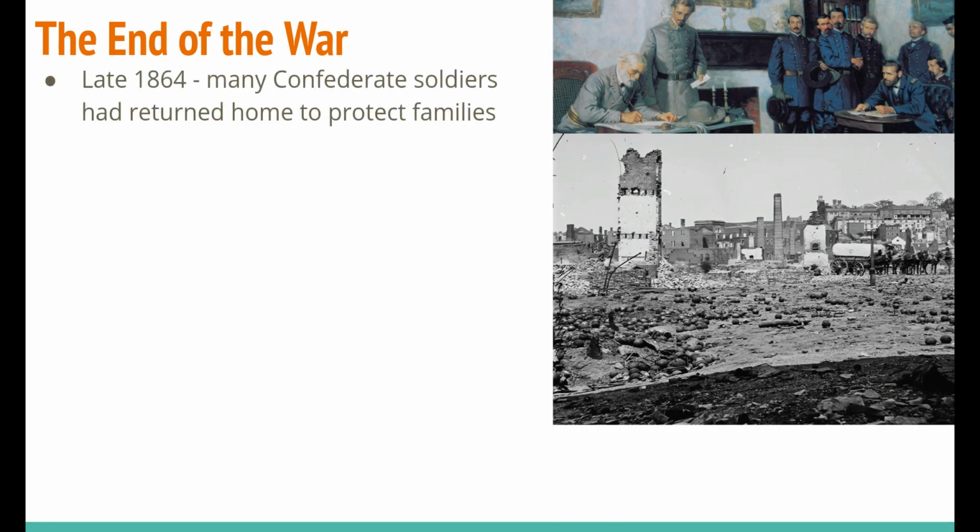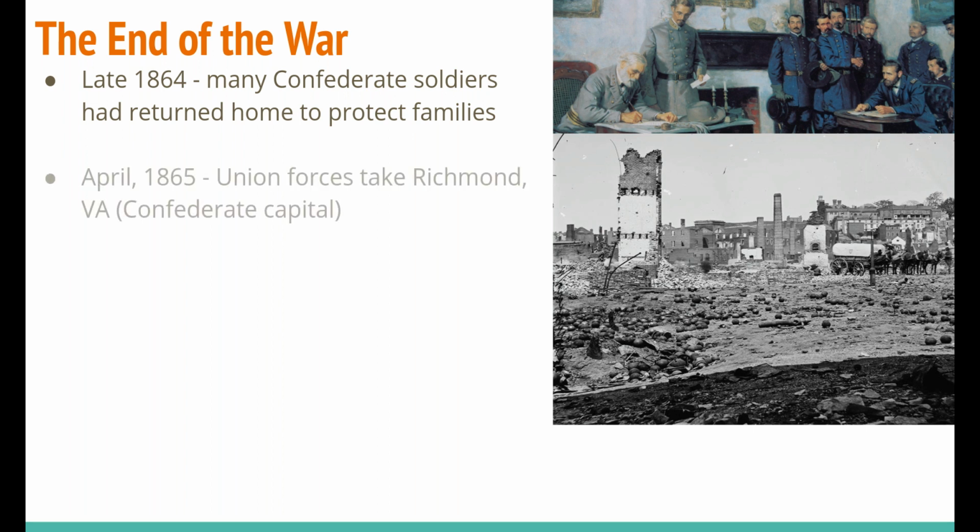So, late 1864, a lot of Confederate soldiers have started going home to protect their families. They have seen the writing on the wall. They know the war is going to come to an end, so they start slowly disappearing from the front lines and going back to their homes to defend themselves from people like Sherman and from other northern attacks, right? They're more concerned with protecting their property and their families and their livelihoods than they are with the grand ideals of the Confederacy as a whole.